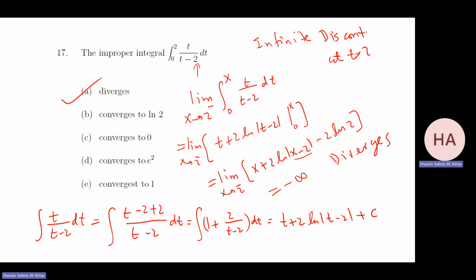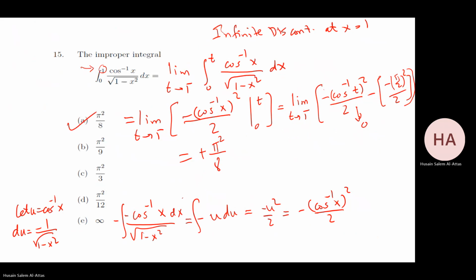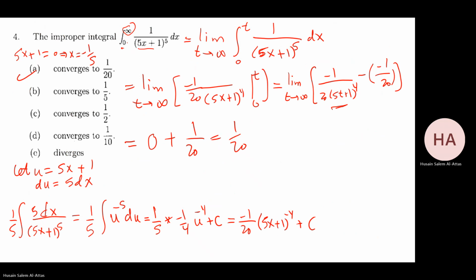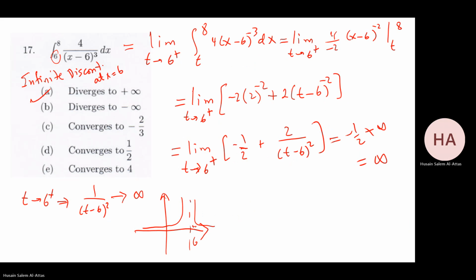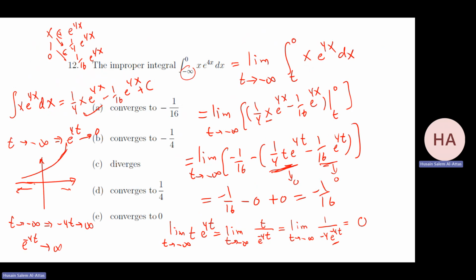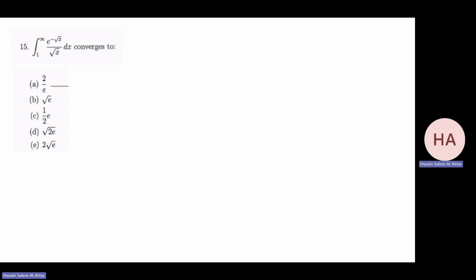E to the power minus the square root of x. Yeah, it's this one. And the answer is 2/e. 2/e is this one. So let me go to that. Yeah, it is the same. No need to waste time. Again, this is, okay, 2/e. This one, sine square.